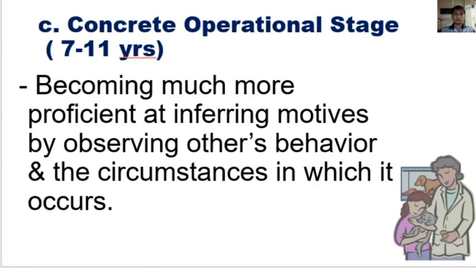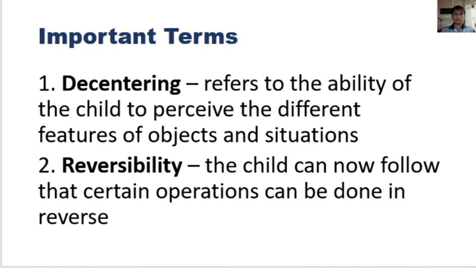Here are the important terms that you must remember under this stage. Children at this stage can now do what we call decentering. So it refers to the ability of the child to perceive the different features of objects and situations. So, unlike the previous stage wherein children just focus on one aspect or property of the object they are observing, in this stage they can now consider that there are other properties or other characteristics present in the object that they are observing.